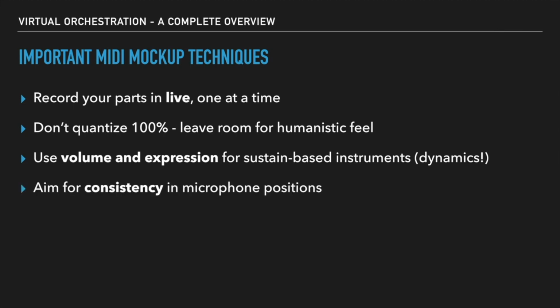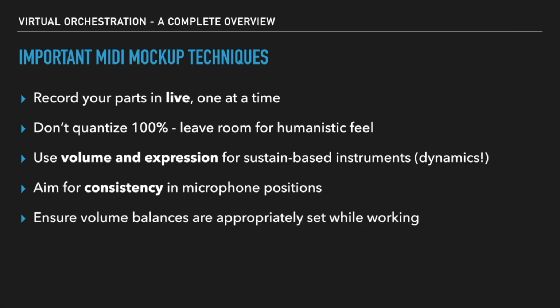Also, you want to aim for consistency in microphone positions. So maybe this is like a tree mic that you want to keep consistent for all your instruments. You don't want just a close mic for the woodwinds and then the far tree mics for the brass. That would just sound like they're not recorded in the same space. Consistency is really just so key here.